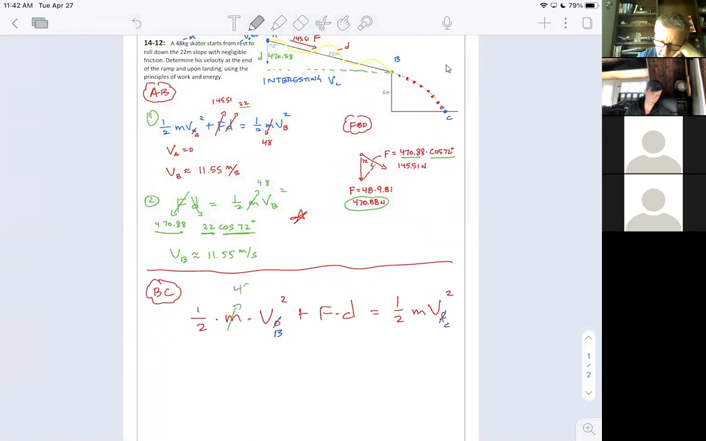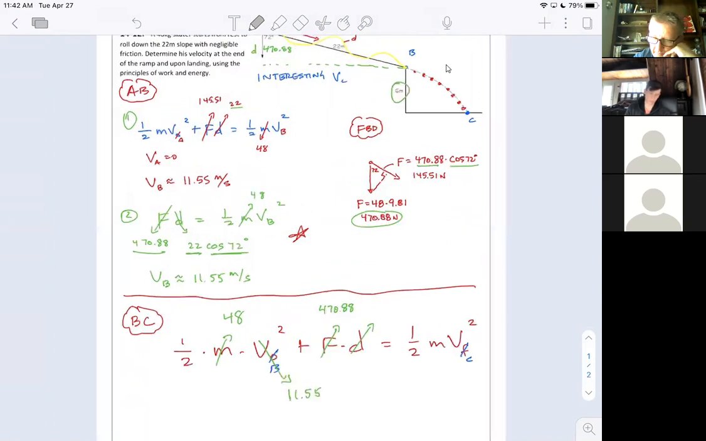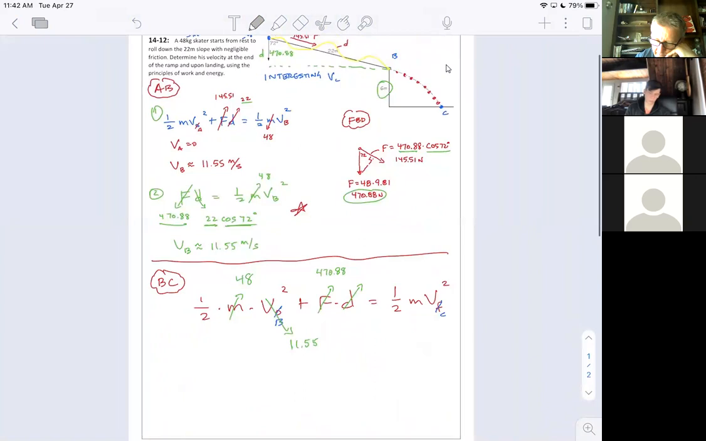I know my mass is 48. I know my velocity at B is 11.55. I know my force straight down, we said, was 470.88. That's straight down. If that's true, then what's our distance straight down? Well, that's given. I don't even have to modify it, 6. Notice this isn't going to tell me where I land. That's a separate question. If you want to know where you land, then you actually got to bust out the equations we used in the last section. It just depends on what you're after. That's kind of the idea.